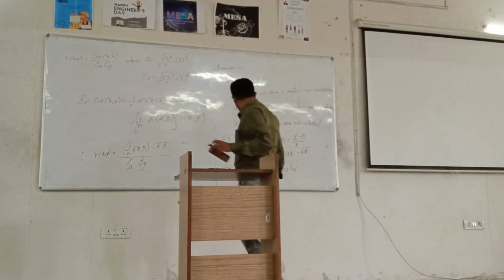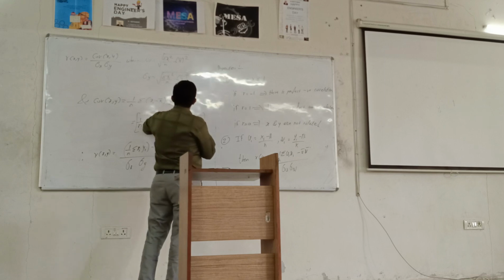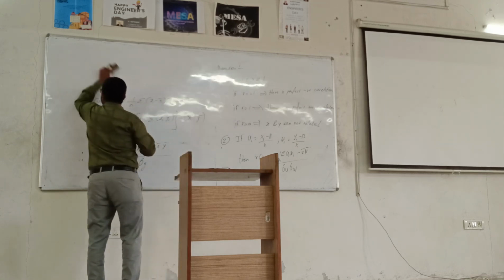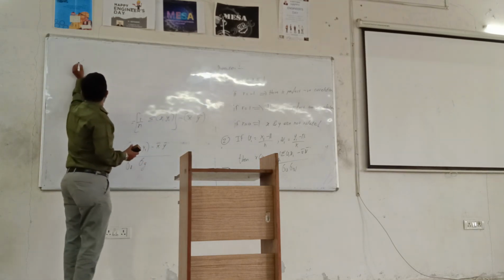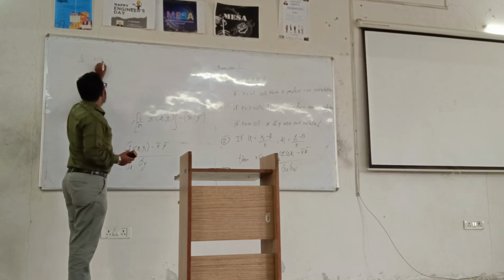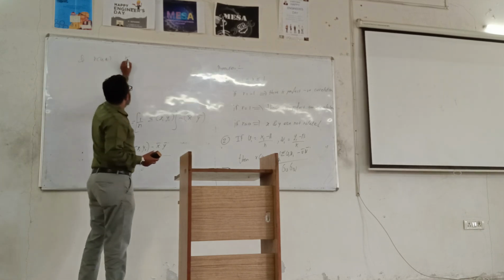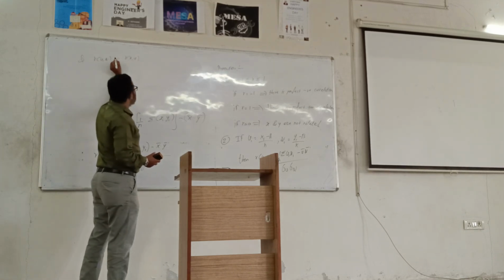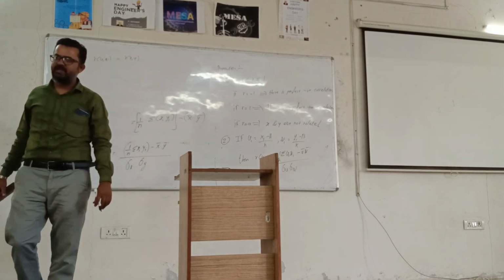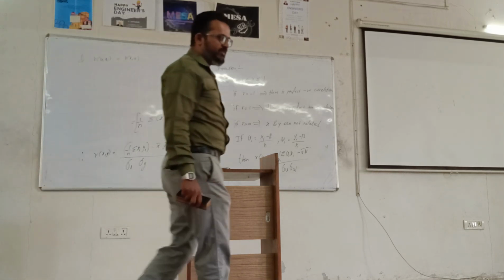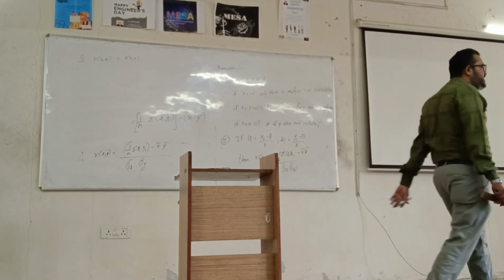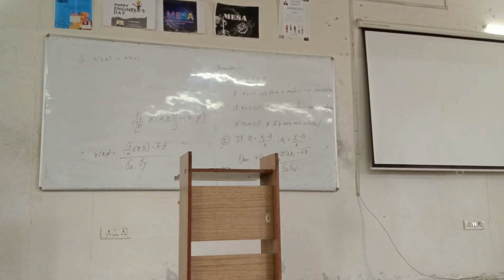What is the relation? The relation is that R of u comma v and R of x comma y are the same. It doesn't matter whether you are finding the correlation between u and v or x and y. They are independent of the change. They are the same.